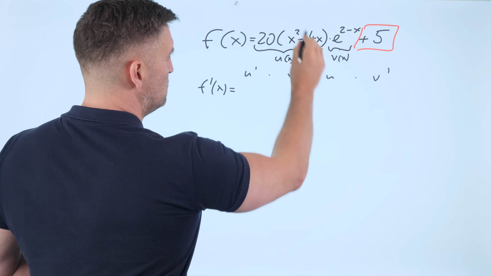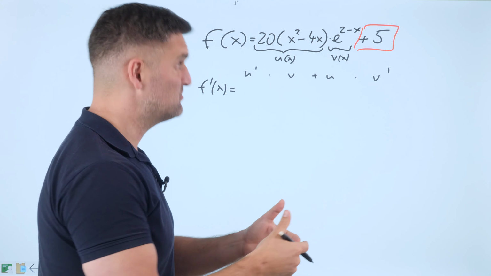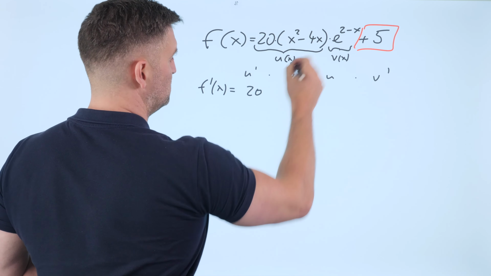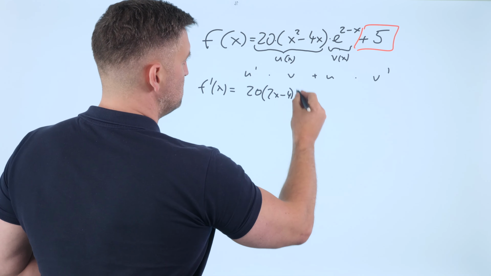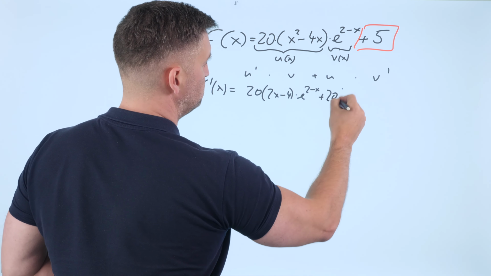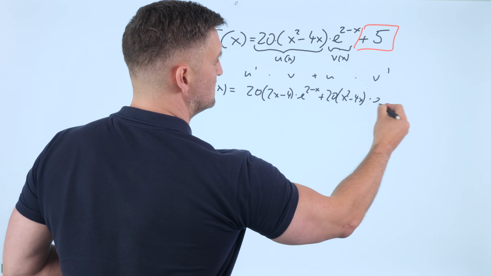For the first part, differentiate u. Here too you can now decide whether to multiply the 20 in or leave it outside. The constant factor remains, then the expression in parentheses is differentiated. 2x minus 4 times the v part is carried over, e to the power of 2 minus x plus the u part is carried over times, and now the v part is differentiated.